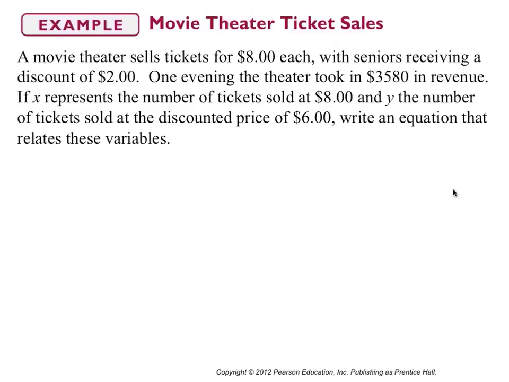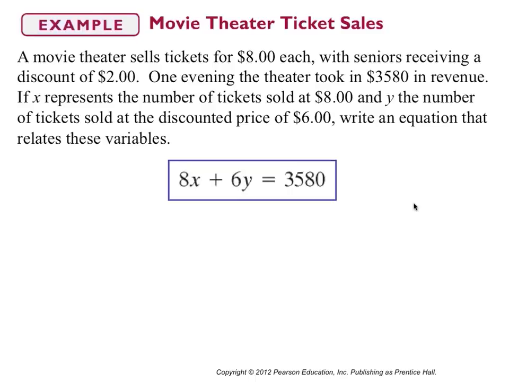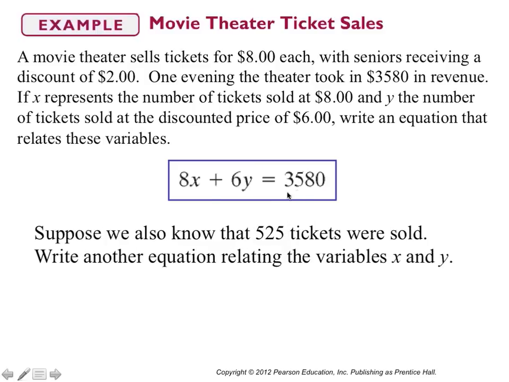What we'd like to do is write an equation that relates these variables. So if you take the $8 times the number of tickets that they sold and add the $6 times the number of tickets that they sold at $6, then we should get $3,580. So this is going to be our first equation. 8x plus 6y equals $3,580, because we have $8 times the number of $8 tickets sold plus $6 times the number of $6 tickets sold. And that's going to give us our total revenue.